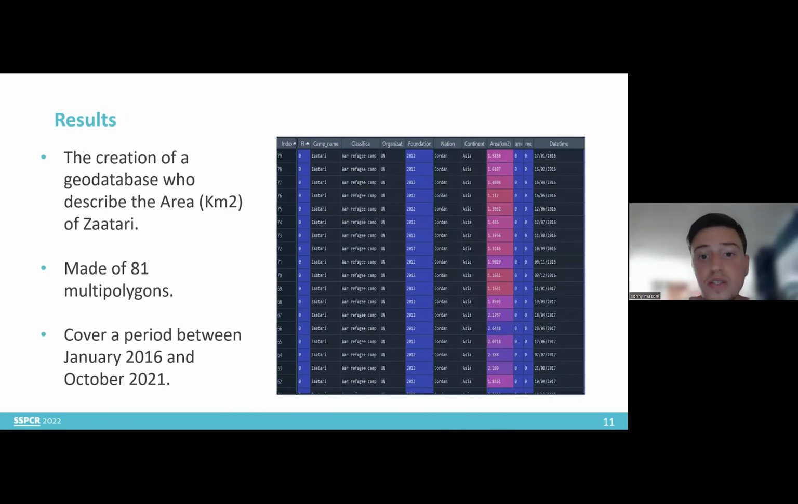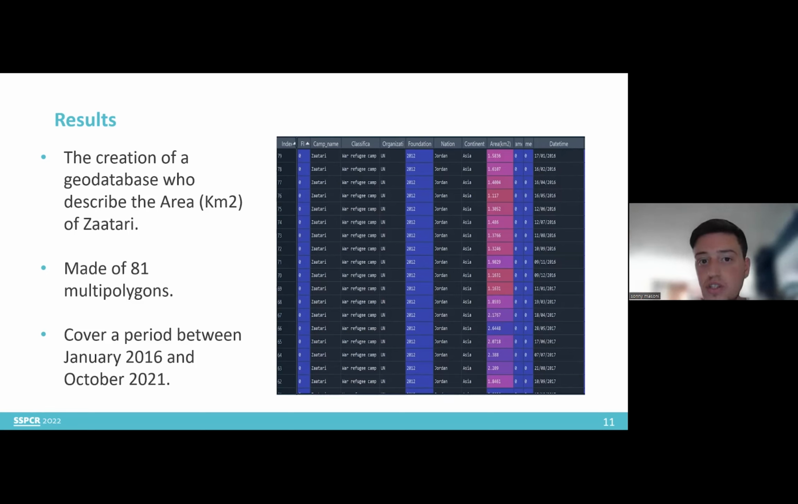The result, as you see here, is the creation of a database that describes the area in square kilometers of Zaatari. It's made of 81 multi-polygons. I call them multi-polygons because every record is a sum of polygons of shelters that were detected by the algorithm, by the ground truth. It covers a period between January 2016 and October 2021. It's a really fast workflow that uses only open source libraries, as I said before.